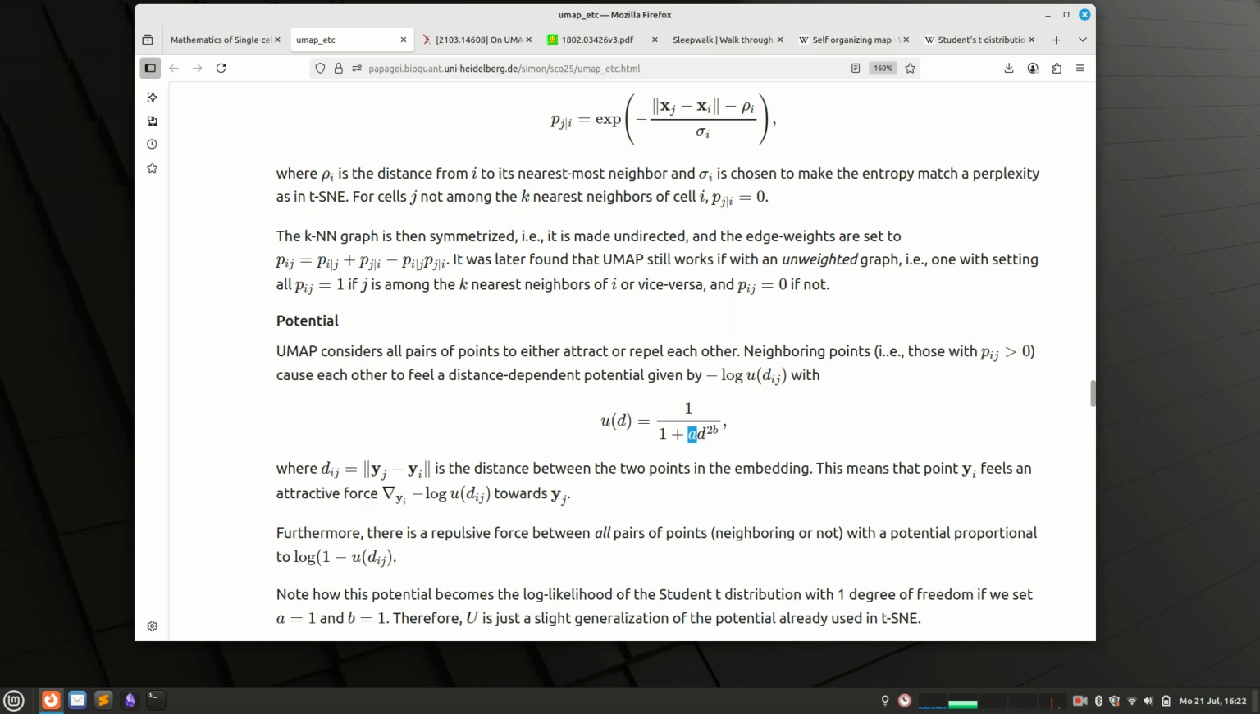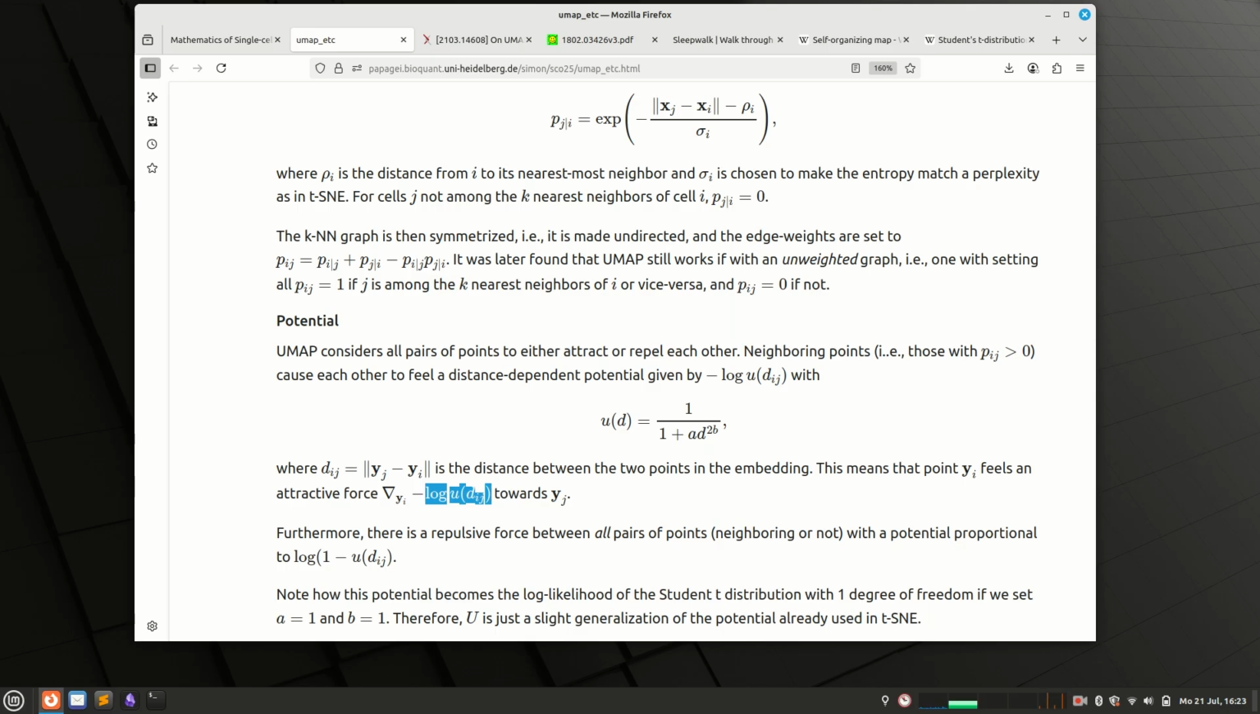And then again we can calculate a potential where we add the logarithm of this thing, an equal sign is missing, where we take the logarithm of this thing to see how much attractive force I have between a point I and its neighbor J, and we do this for all neighbor pairs.